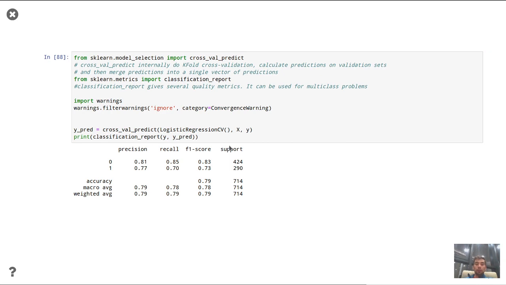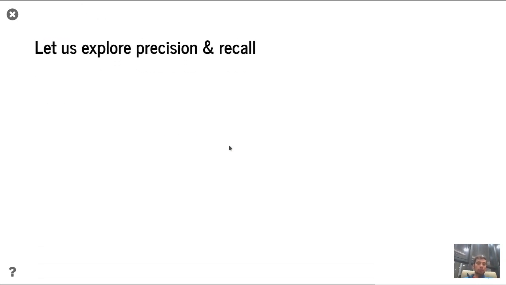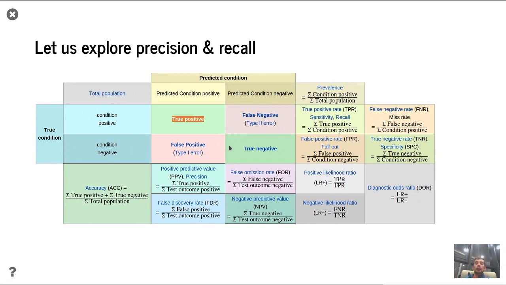Okay, so let me return to metrics. As I said, we can calculate a huge number of different ratios from these four numbers. So still we have true positive, true negative, false positive, and false negative. But we can calculate, as we can see, this is again from Wikipedia, a lot of different metrics.